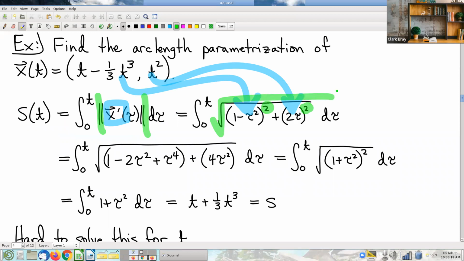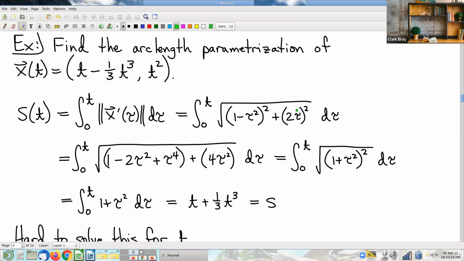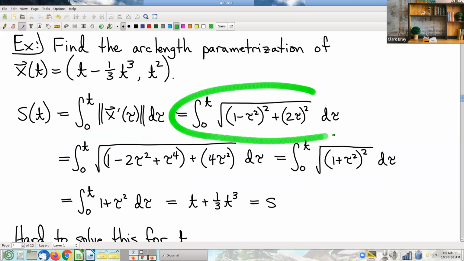So, no big deal there. A little bit of algebra to simplify it. And then let's notice, though, before we do so, this is a scary looking formula already. An integral of a square root. We've already kind of observed those are hard, generally speaking.